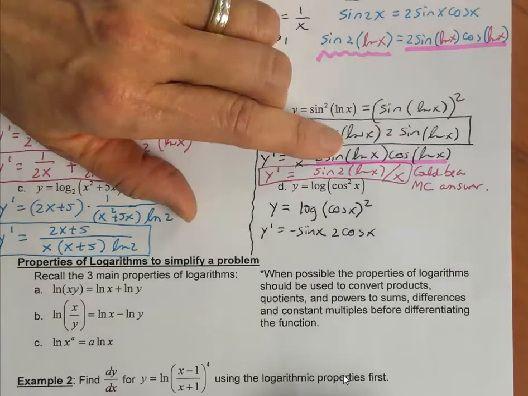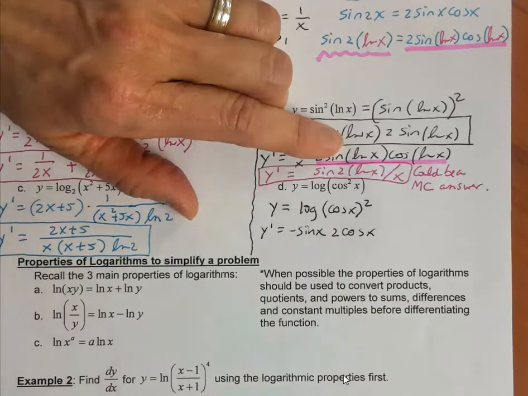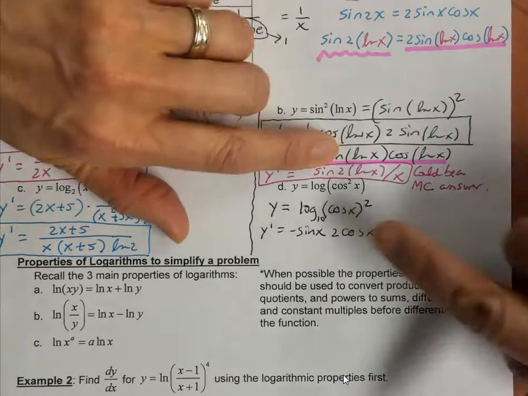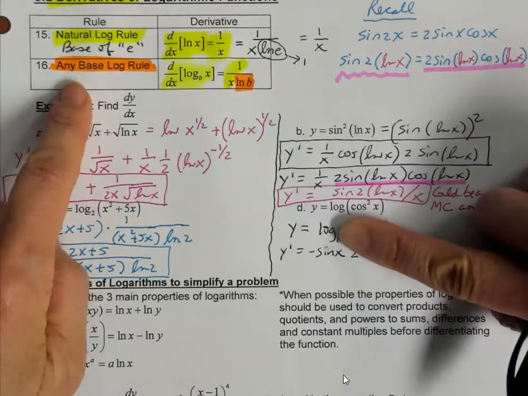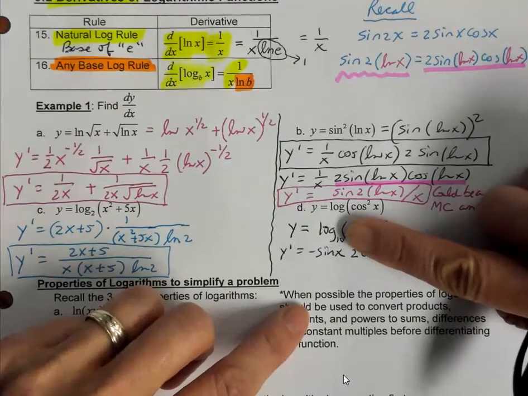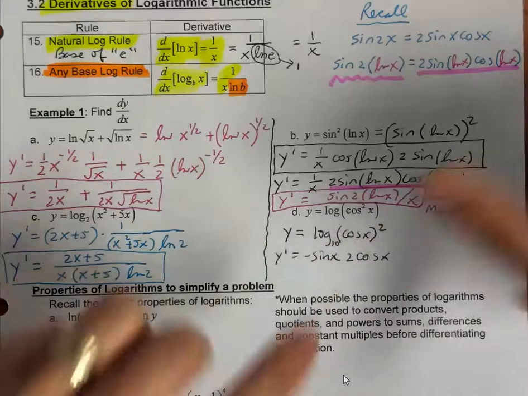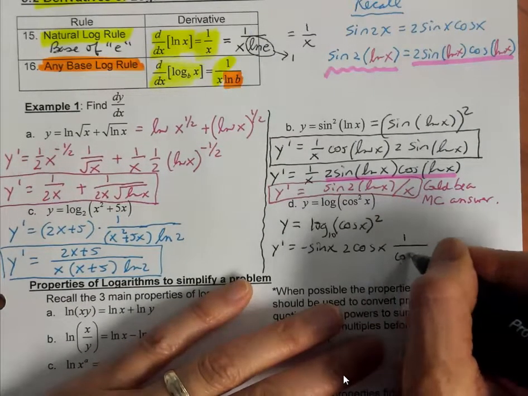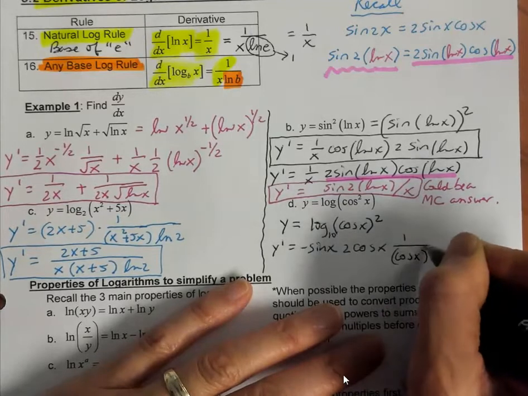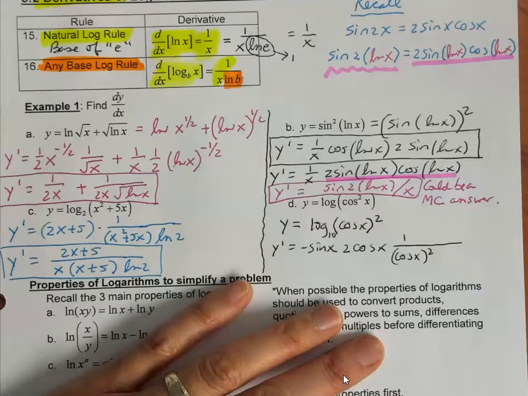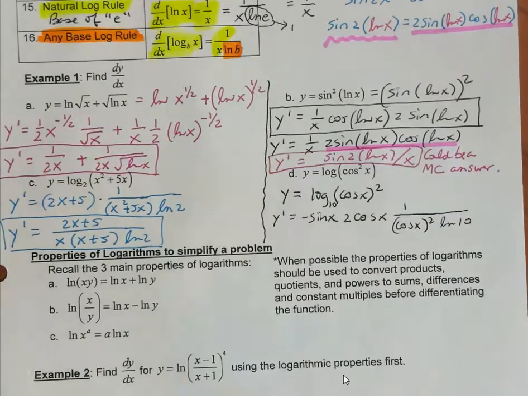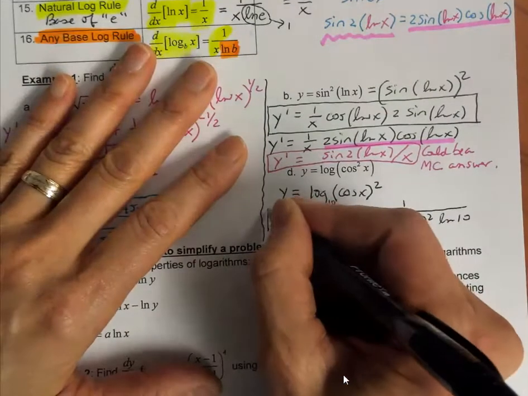And now my outer is going to be log. Now, what is the base on this? 10. Understood, right? It's an understood base of 10. So now I'm doing the latter part, which is this. So we're using this rule right here. So what is the derivative of the log base 10 of something? It is 1 over that something, which is cosine of x squared. And then I need one more thing. What is it? ln of 10. ln of 10 in the denominator. Okay, so this is an acceptable answer.